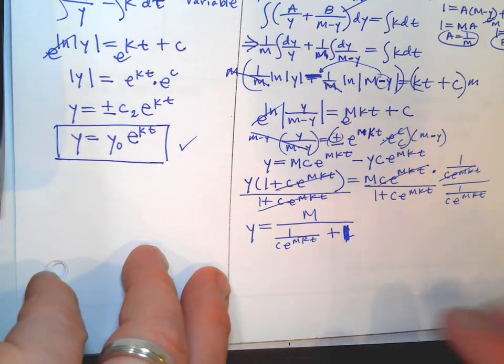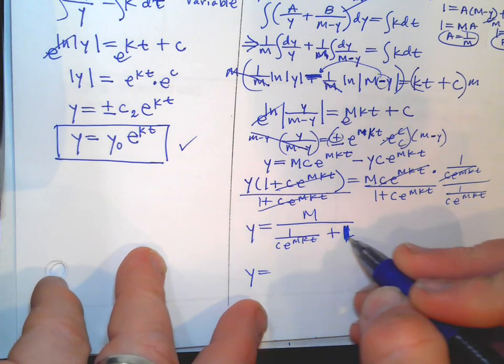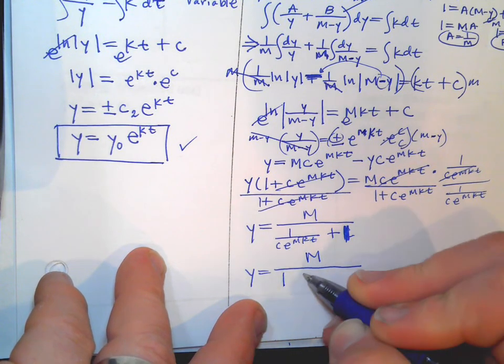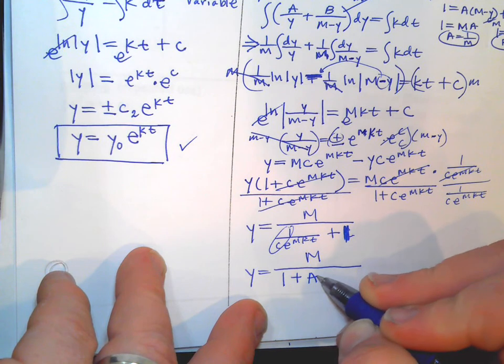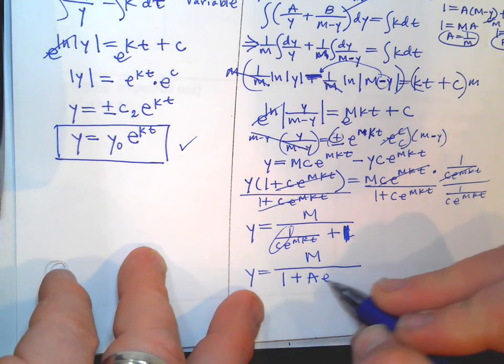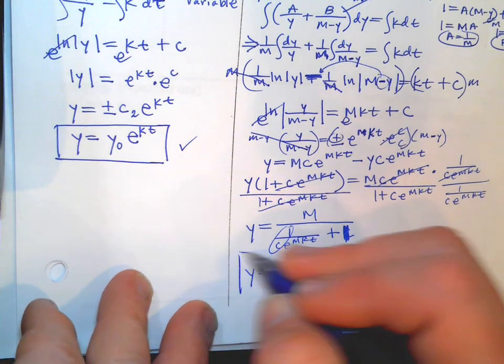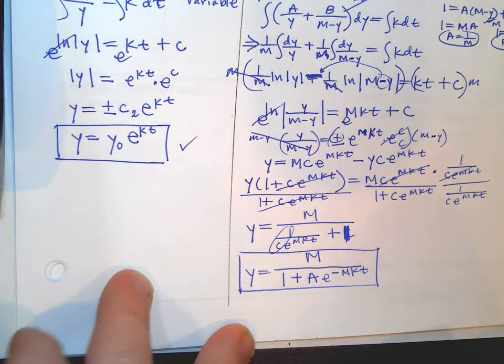And one more little twitch. We're going to change this to a negative exponent. We're going to lead with the 1. So this is the memorized version. M over 1 plus, now 1 over c, I'm going to give a new letter called a. That's just what they use. E to the negative mkt. So this is the version of logistic growth that we will be using. This is the model.